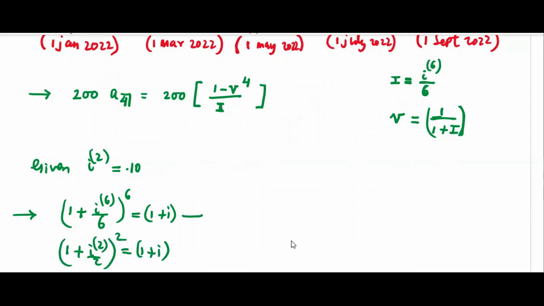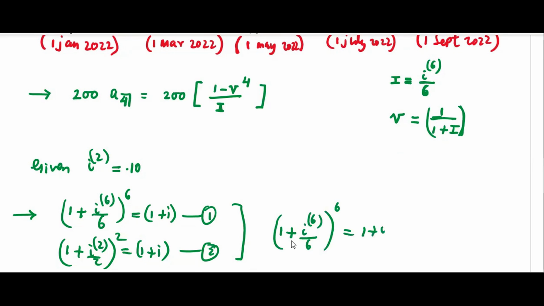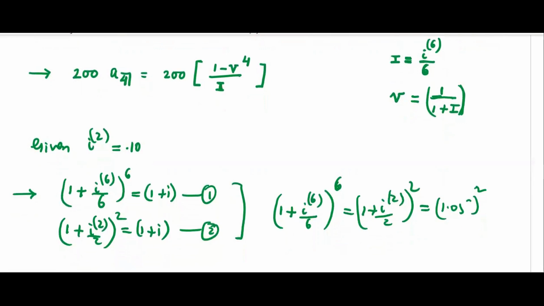So if you equate these 1 and 2, then what will happen? By virtue of these two, because 1 plus ip divided by p, power p, is always 1 plus i, irrespective of the value of p, they're equal. Even though you can find i from i2, and from i you can find i6, this will make our life easier. So we'll write this: 1 plus i2 divided by 2, power 2. And this is given 10%, so 1.05, squared, and then you have to subtract 1.